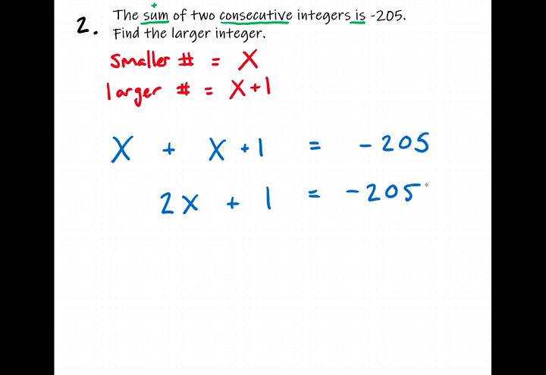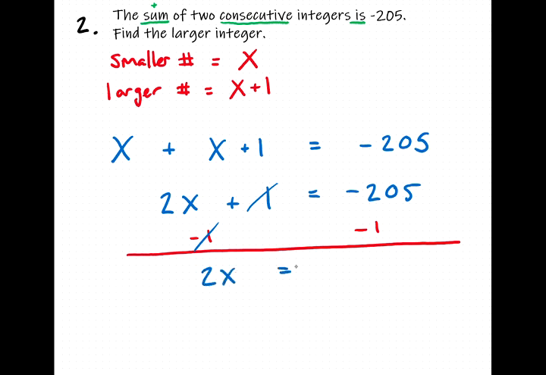Now we have to solve for x. Get x by itself. Isolate the x. So we want to get rid of the 1. The opposite of plus 1 is a minus 1, so we could subtract 1 from both sides. That will eliminate the plus 1 on the left, leaving us with the 2x. And then we have a minus 205 minus 1. So the minus 205 is becoming more negative, so that becomes minus 206.